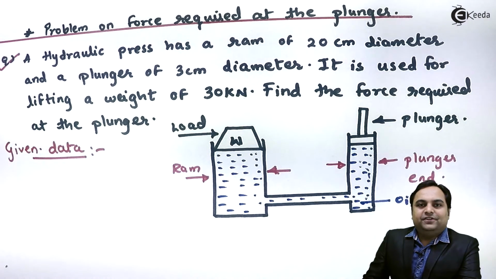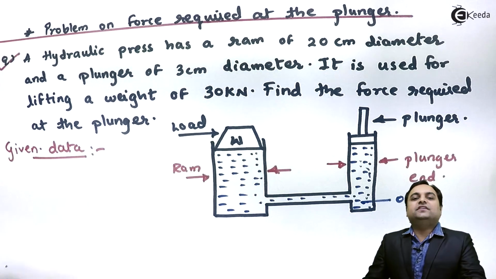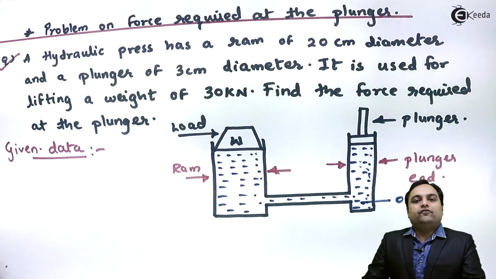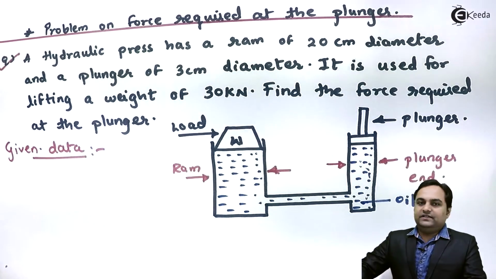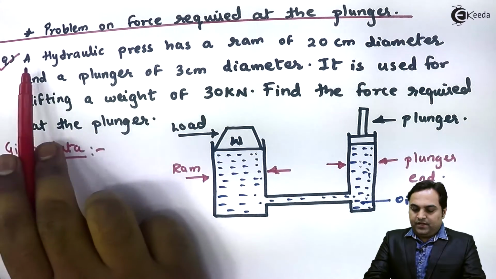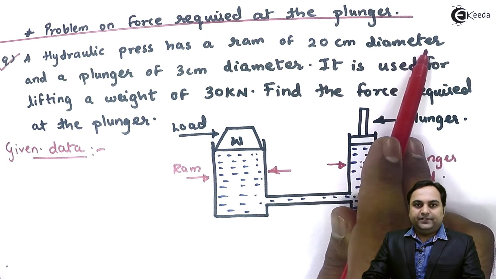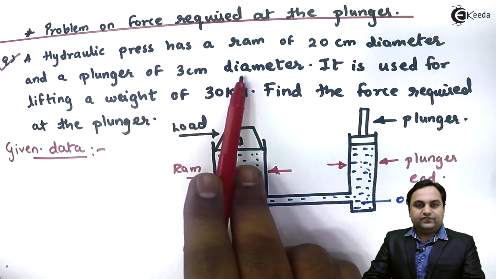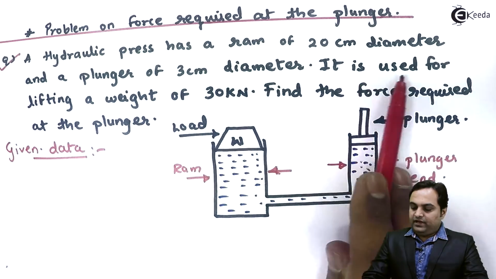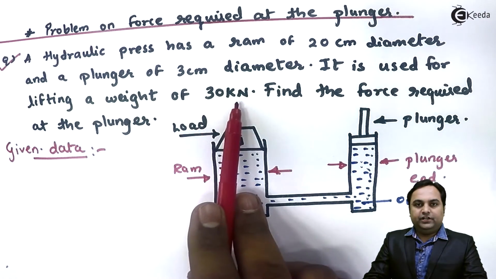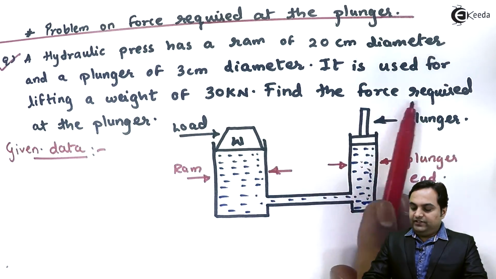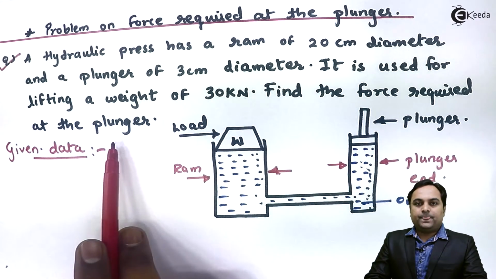Hello friends, here in this video we will see the problem based on force required at the plunger. Here I have a question. Let's get started with this problem. A hydraulic press has a ram of 20 cm diameter and a plunger of 3 cm diameter. It is used for lifting a weight of 30 kN. Find the force required at the plunger.